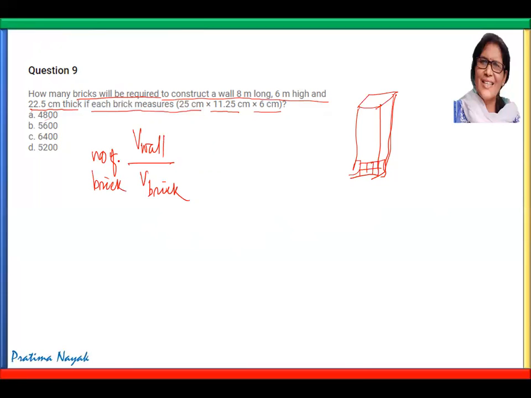When this is an MCQ question or you are sitting for a competitive examination, there is no need of writing the formula, you can directly go for this. So this will be 8 meter into 6 meter into 22.5 centimeter. 8 meter I can convert into centimeter. Now 25 centimeter into 11.25 centimeter into 6 centimeter.